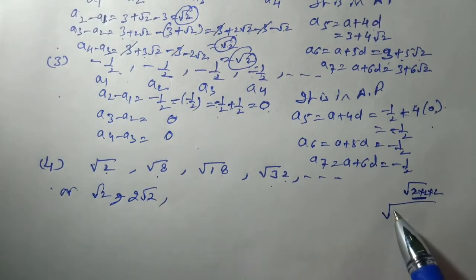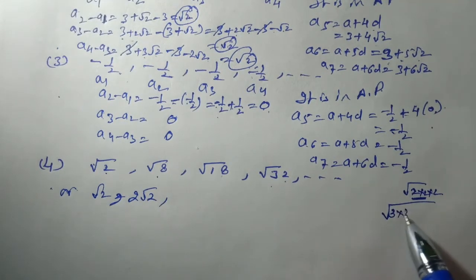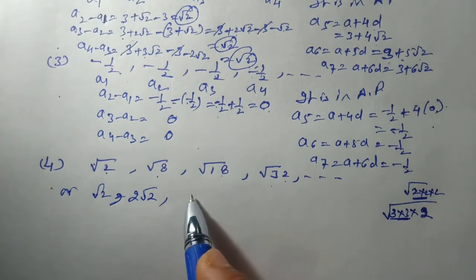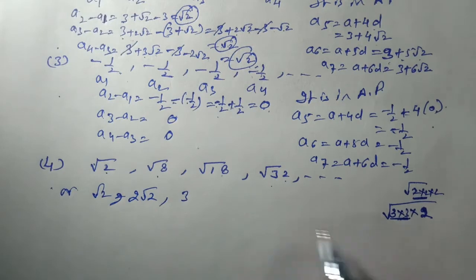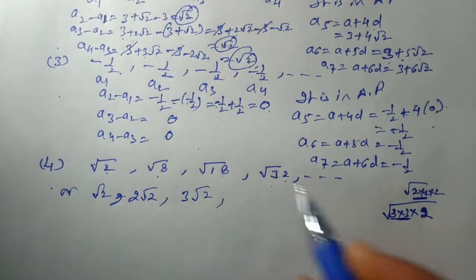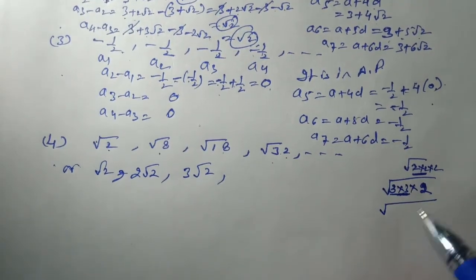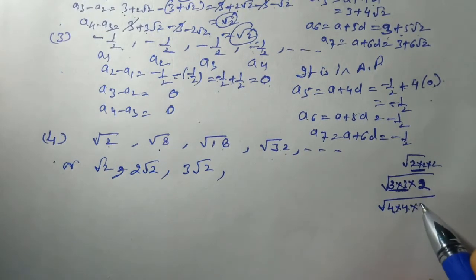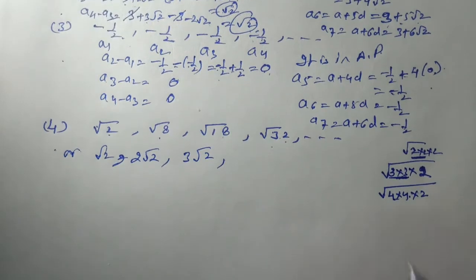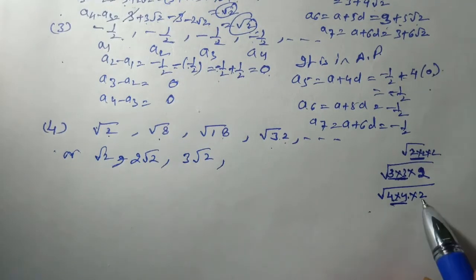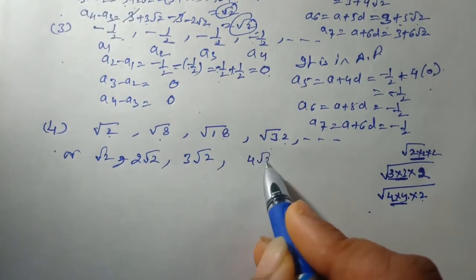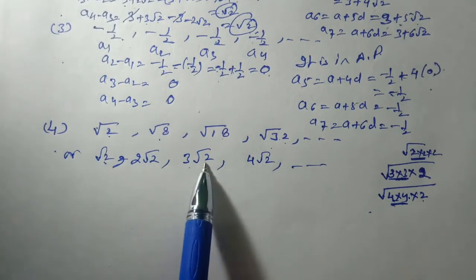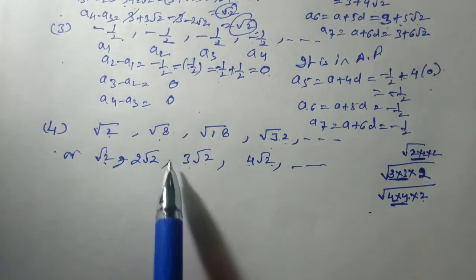For 18 we have 3 3s are 9 and 9 2s are 18. We have the pair of 3, so 3 will come out of the square root, and root 2. For 32, 4 4s are 16 and 16 2s are 32. So 4 will come out of the square root and 2 will remain, 4 root 2. So here we are observing root 2, 2 root 2, 3 root 2, 4 root 2. So now let us solve.